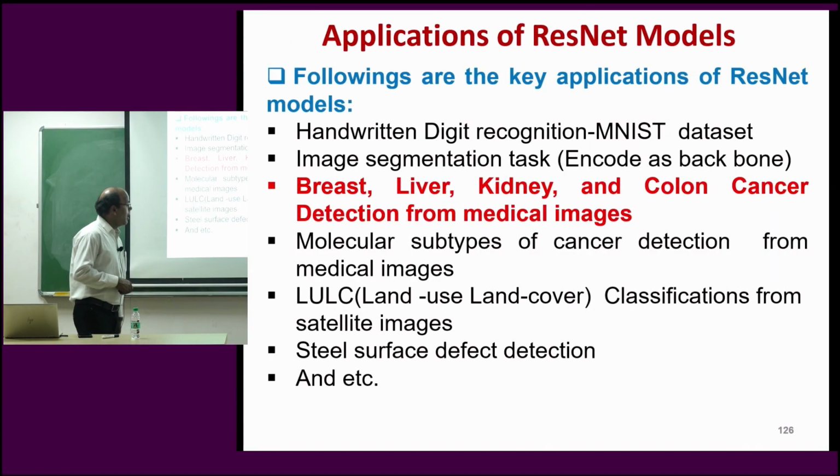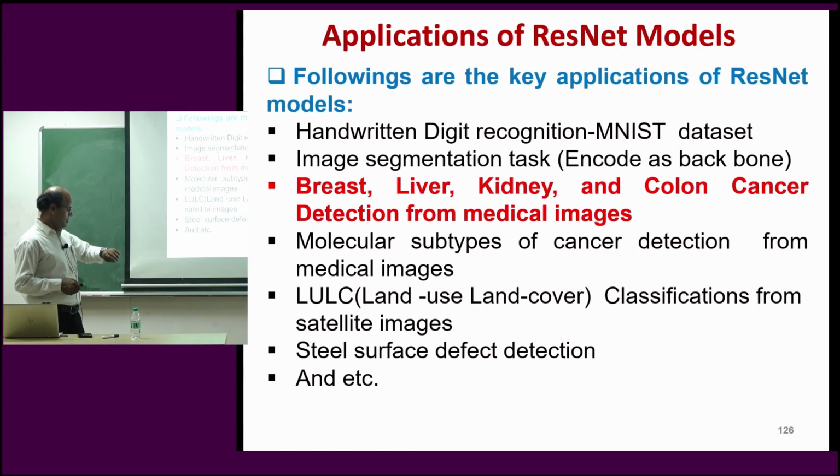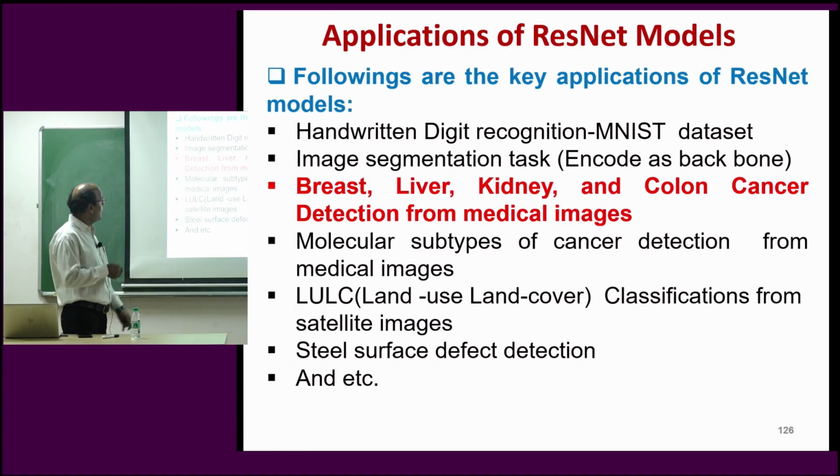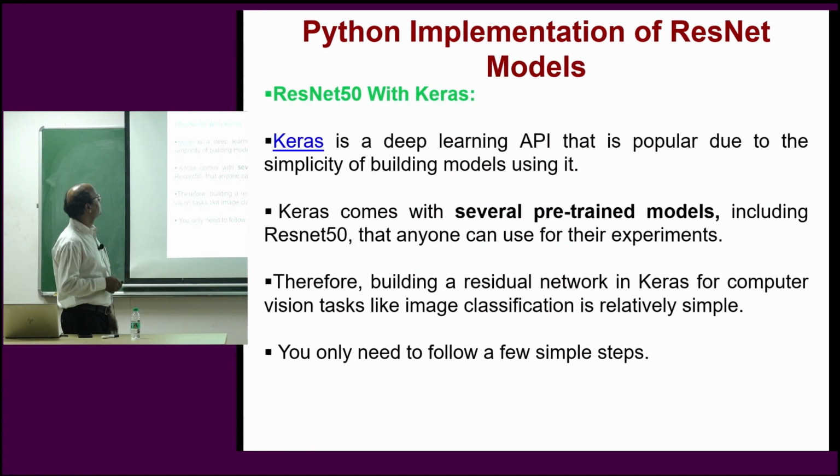Then the applications of the ResNet model are as follows. You can do handwritten digit recognition and image datasets, and it is also used as a backbone for segmentation tasks, breast cancer, kidney, and so on. You can do binary classification tasks, and also multi-class classification tasks like molecular subtype of cancer detection. You can also use it for land-use land cover classification, steel surface, and so on. So the application of this ResNet model is vast, right?